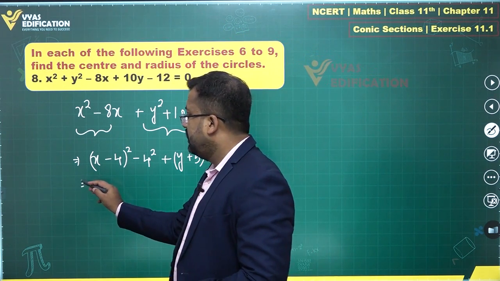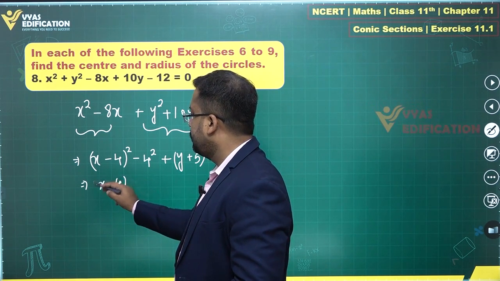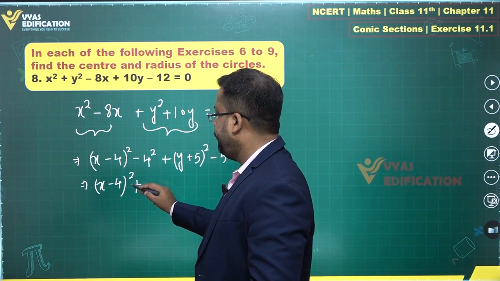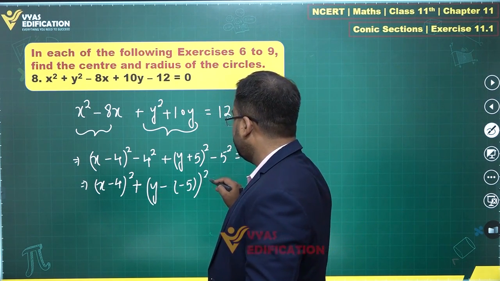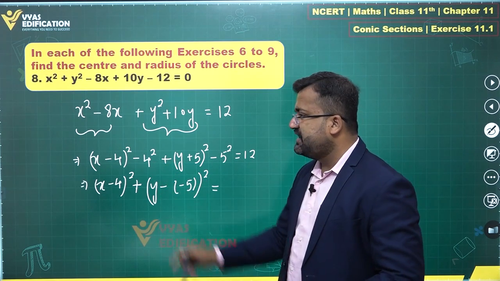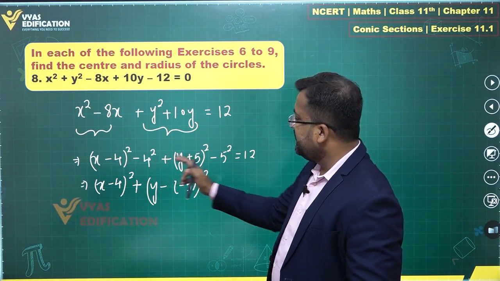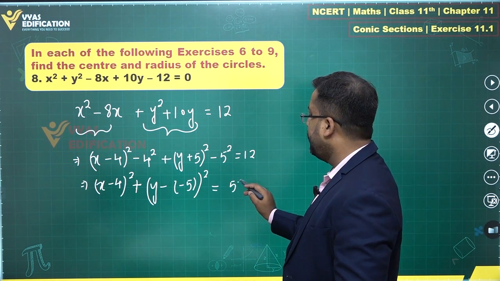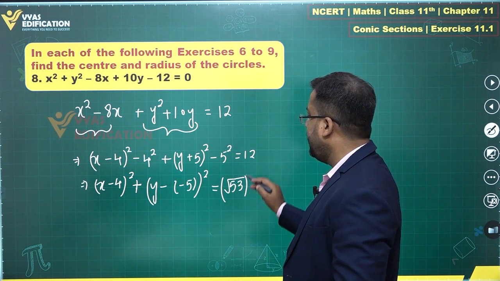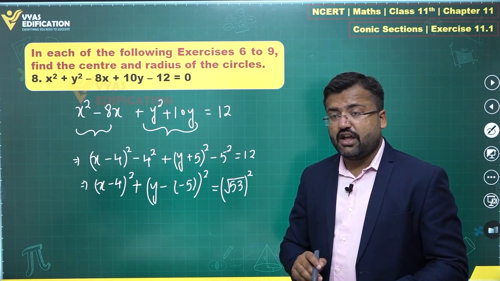Right. This will be (x minus 4) squared plus (y minus 5) squared is equal to 12 plus 25 plus 16. Okay, 16 plus 25 is 41, 41 plus 12 is 53, and you get 53 over here. Let's take the root and the square after that. This is what I have.